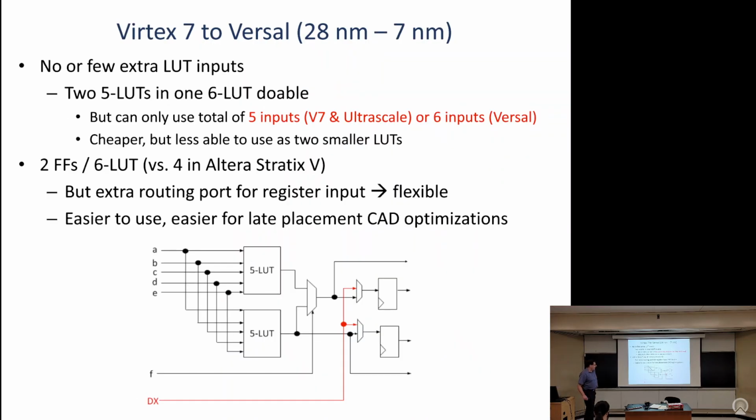So Xilinx has made this 6-LUT structure slightly more flexible in Versal. In Versal, basically, you can use 6 inputs when you have the 2 5-LUT modes. So it's a little more flexible now. Not as flexible as what Altera does, but closer.